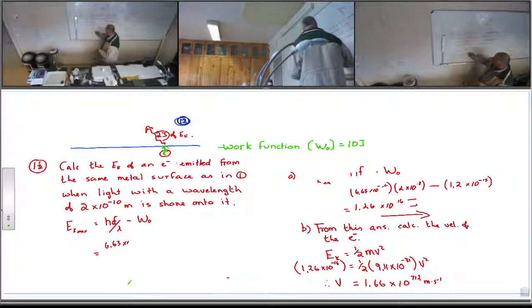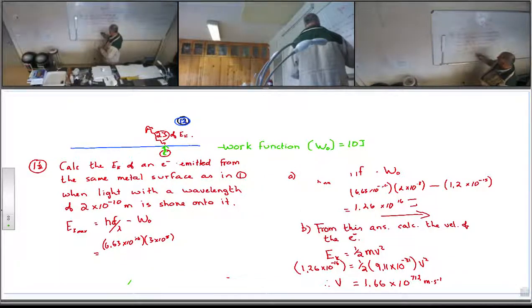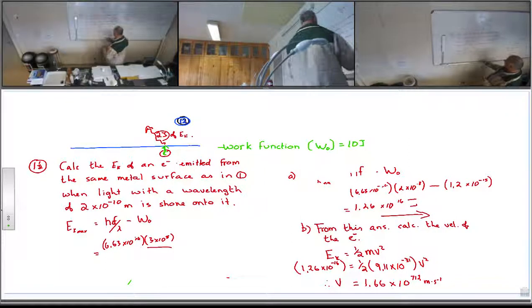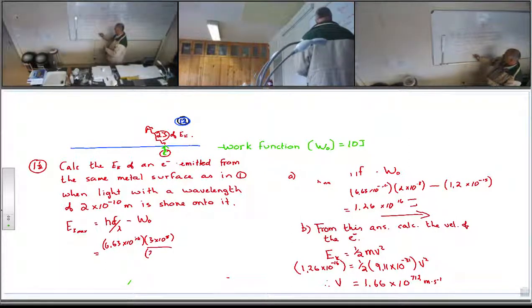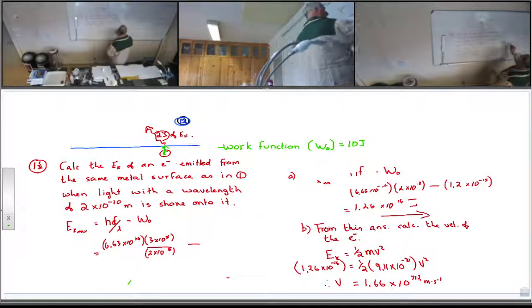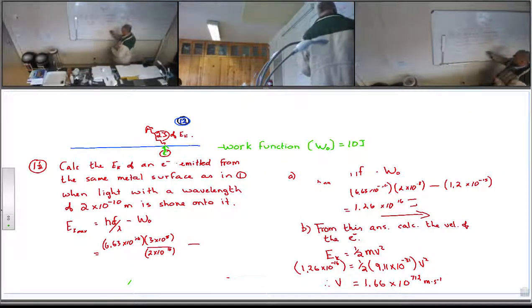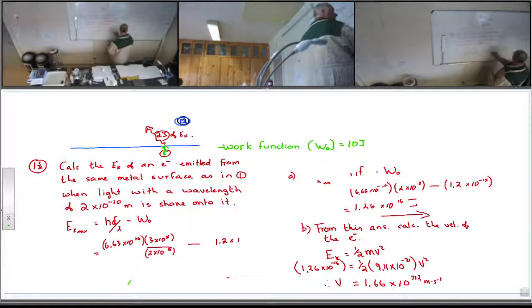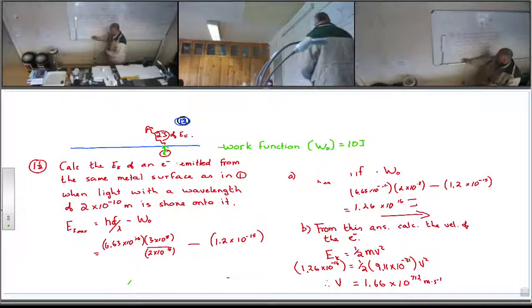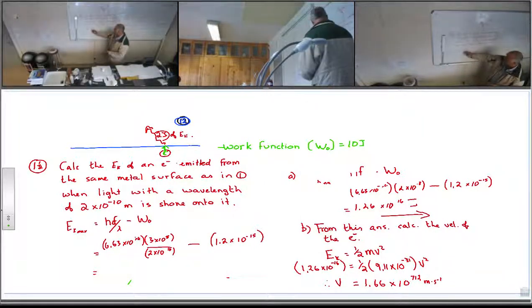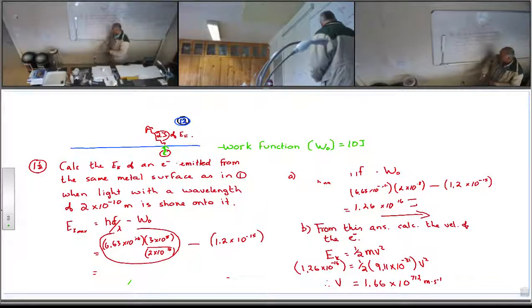6,63 times 10 to the minus 34, that's H. C is 3 times 10 to the power of 8, all over the wavelength, which is 2 times 10 to the minus 10, minus the work function, which is the same as that, 1,2 times 10 to the minus 15. What does that lot work out to be? What is the energy? Could someone just do this calculation here and give me an answer for just that part?